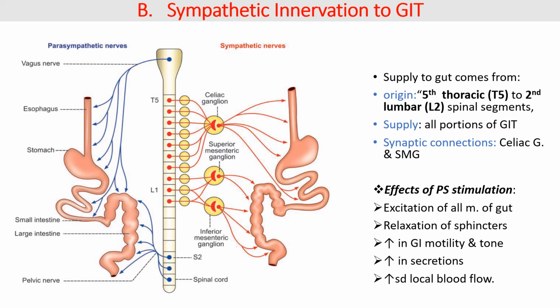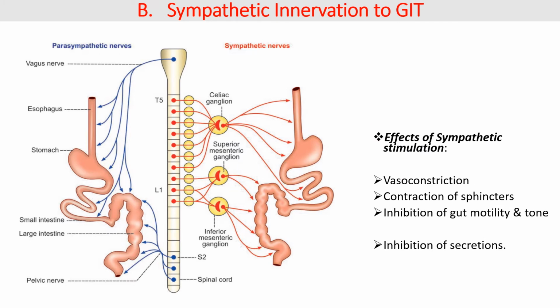It will also cause relaxation of the sphincter so that the chyme can easily pass towards the aboral end. It will also increase the gastrointestinal secretions as well as the local blood flow.